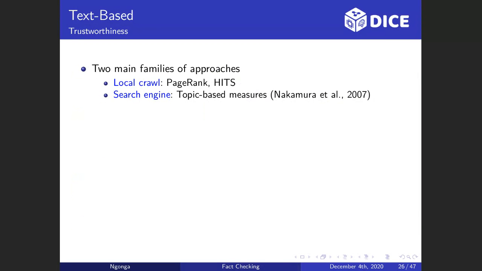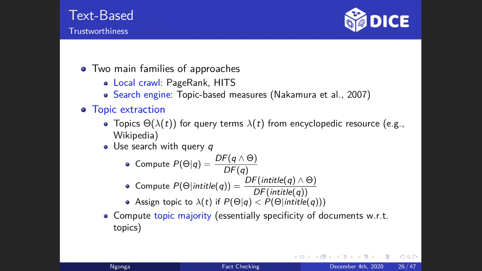Okay, there are a lot of different families of approaches that one can use to actually compute the trustworthiness. We already talked about PageRank and HITS. You can use that if you have local data. If you have a search engine like Google search, you will not have access to those pieces of information, but you have access to obviously a very large corpus. And it turns out you can use topic-based measures. I'm not going to go into all the details hereof, but really you can use topic-based measures such as those defined by Nakamura et al.